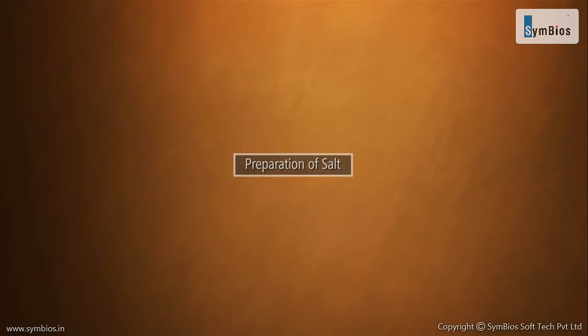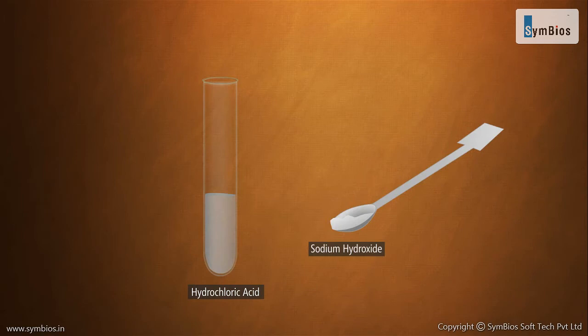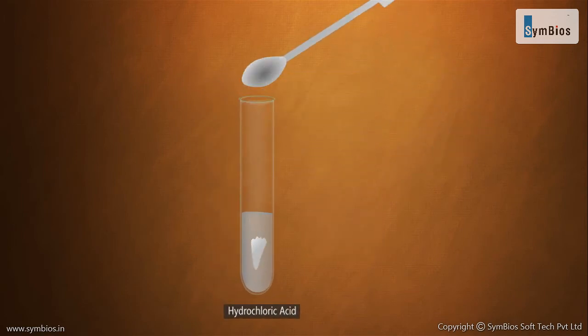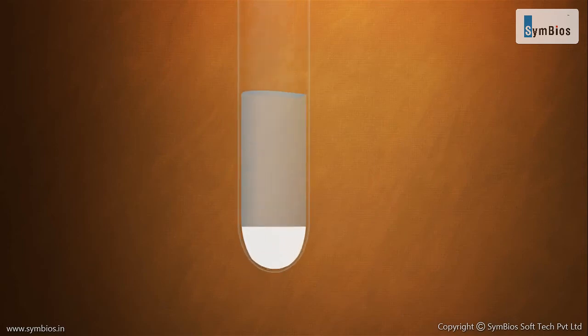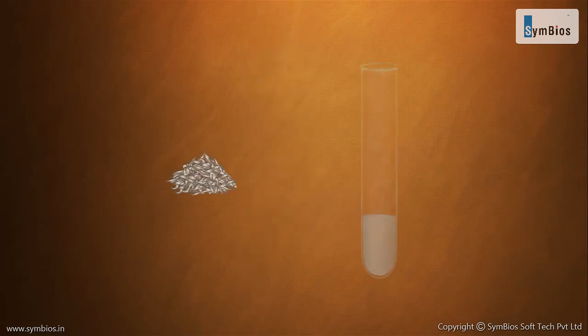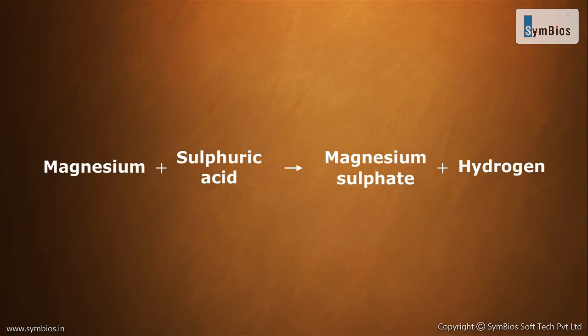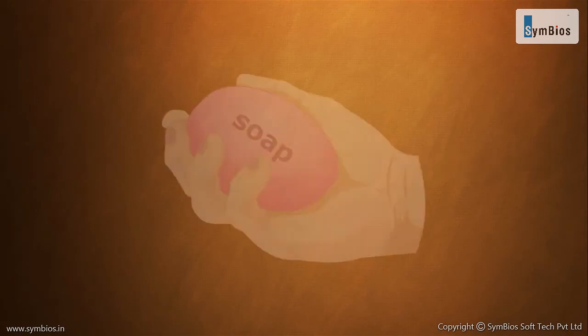Preparation of salt. Salt can be produced in the following ways. When sodium hydroxide reacts with hydrochloric acid, it produces common salt, NaCl. When there is a reaction between a metal and an acid, the metal displaces the hydrogen from the acid to produce a salt. For example, magnesium plus sulfuric acid gives magnesium sulfate plus hydrogen.